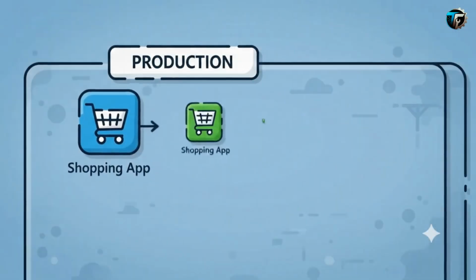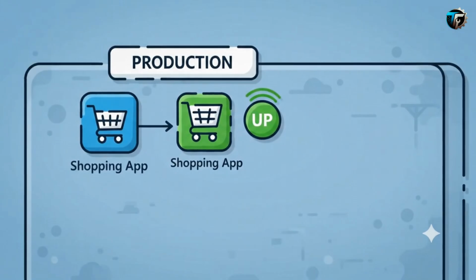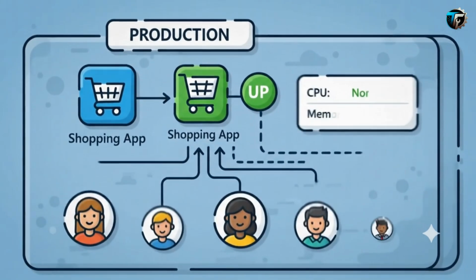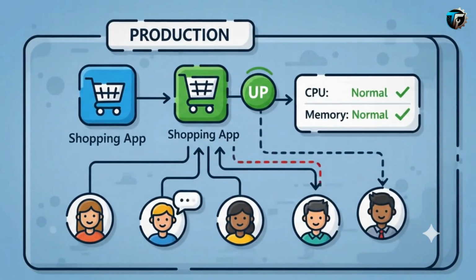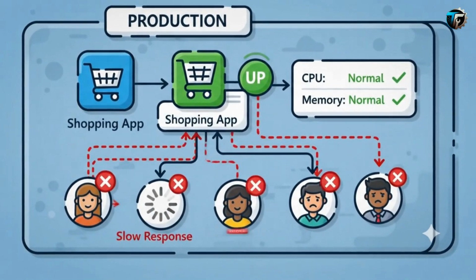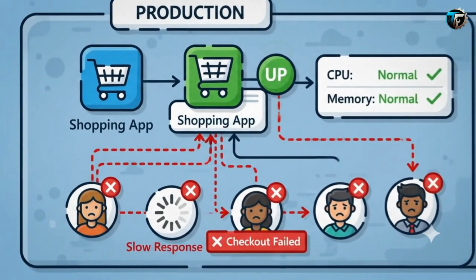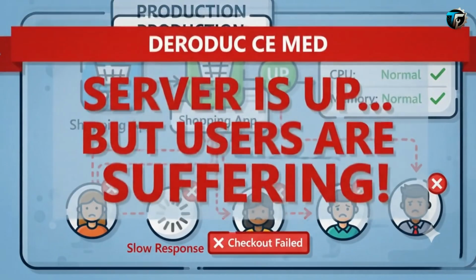Imagine you are running a shopping application. Your servers are running. Your application is showing green. CPU looks normal. Memory looks normal. But customers are complaining that checkout is taking 10 seconds. Some requests are failing. And some users are getting errors.